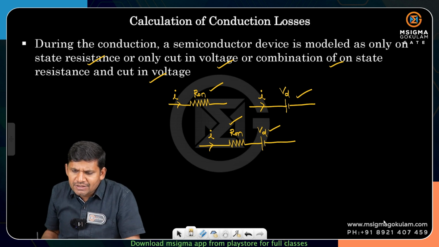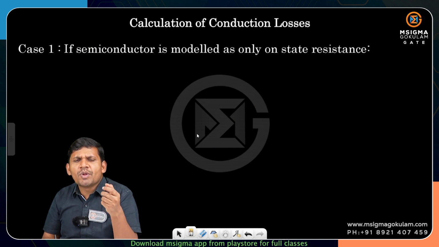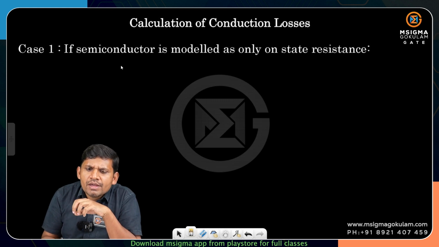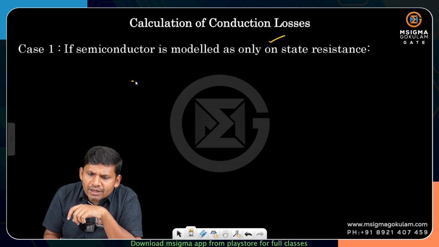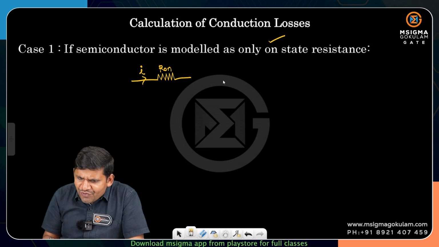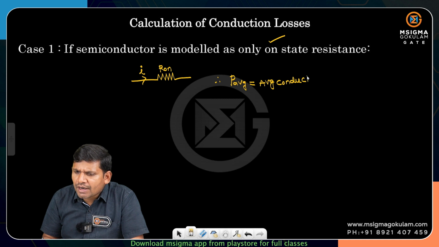Listen, students, first I am writing some formulas here. Once you know these formulas, solving the problems is very easy. Based on this model, there is already a 2 marks question in the GATE exam. If a semiconductor is modeled as only on-state resistance, meaning any conducting device is modeled as only on-state resistance, then how to calculate the conduction losses? If only resistance is given, the average power loss is the average conduction losses.